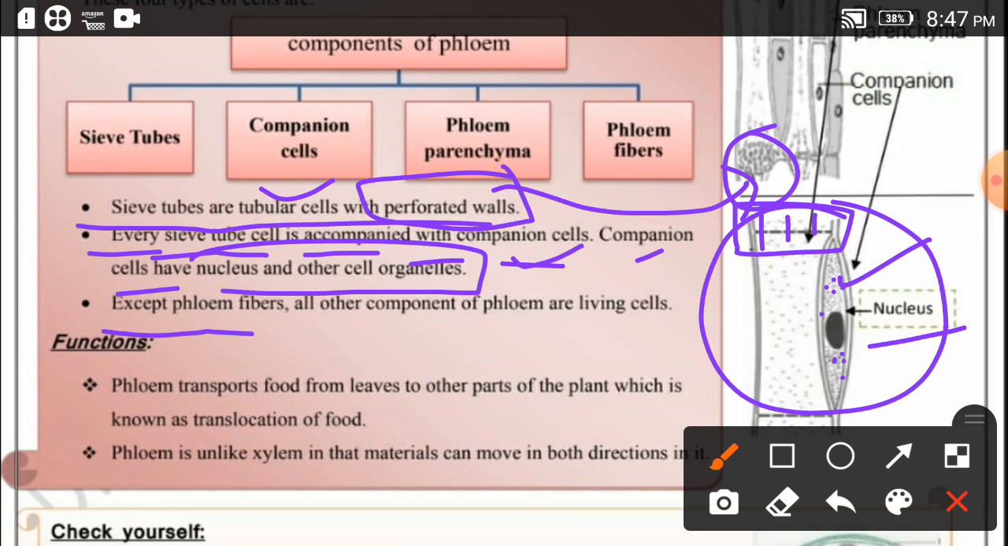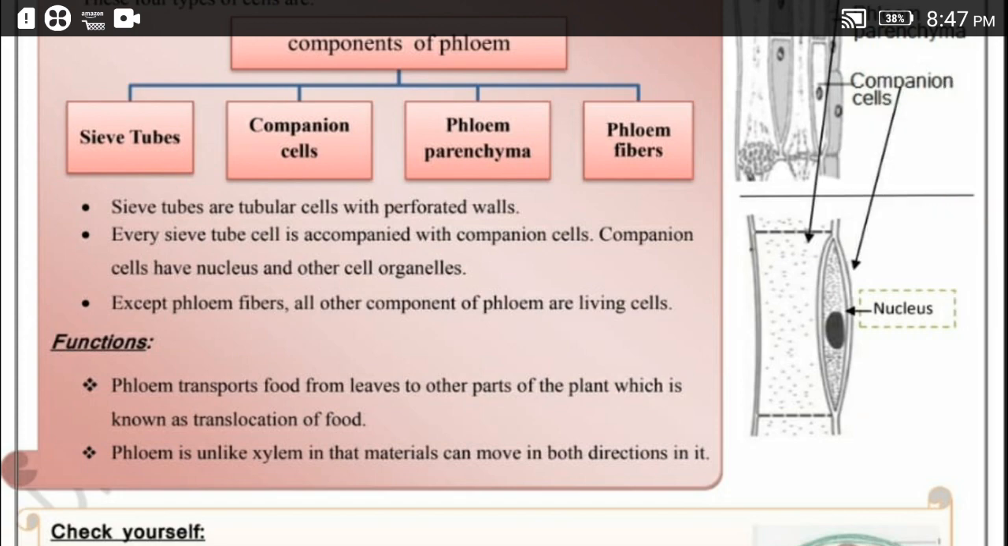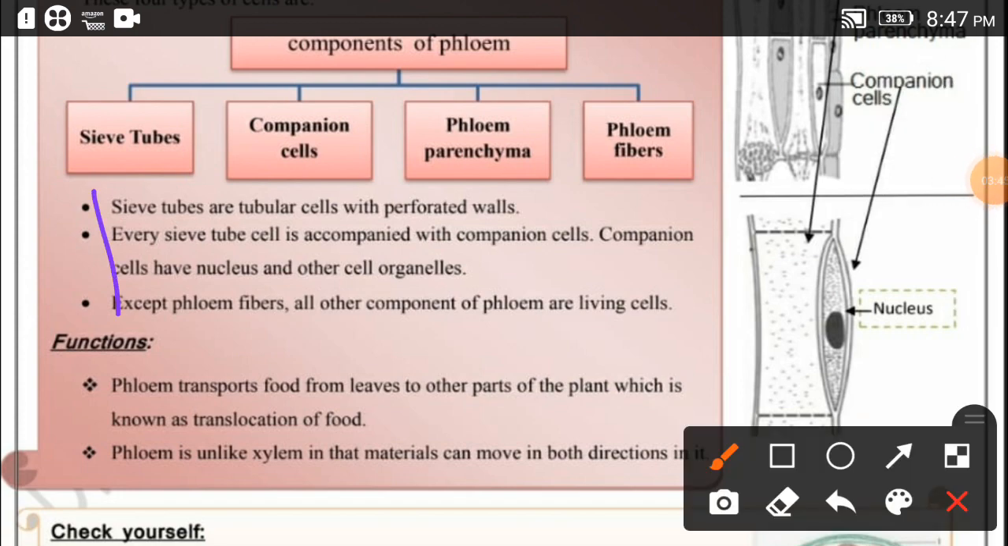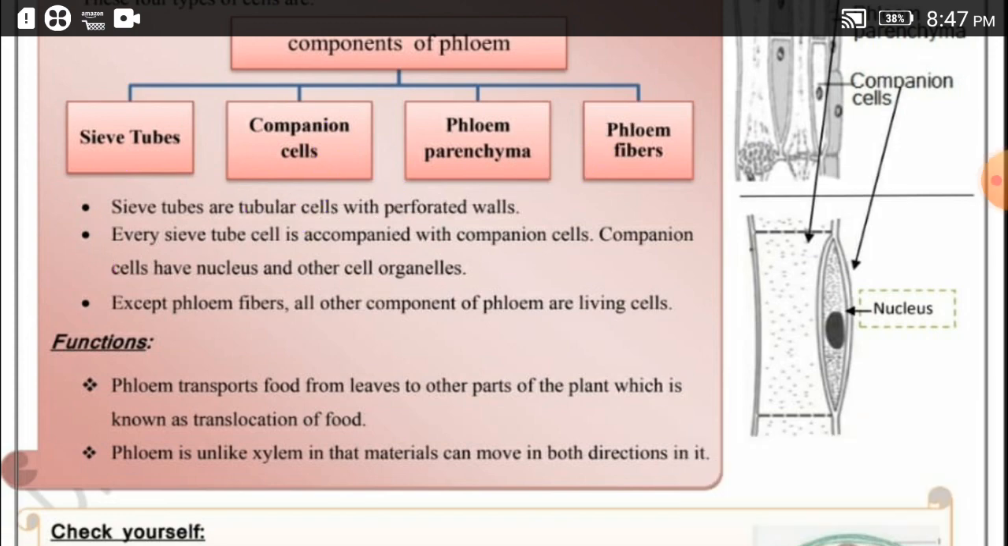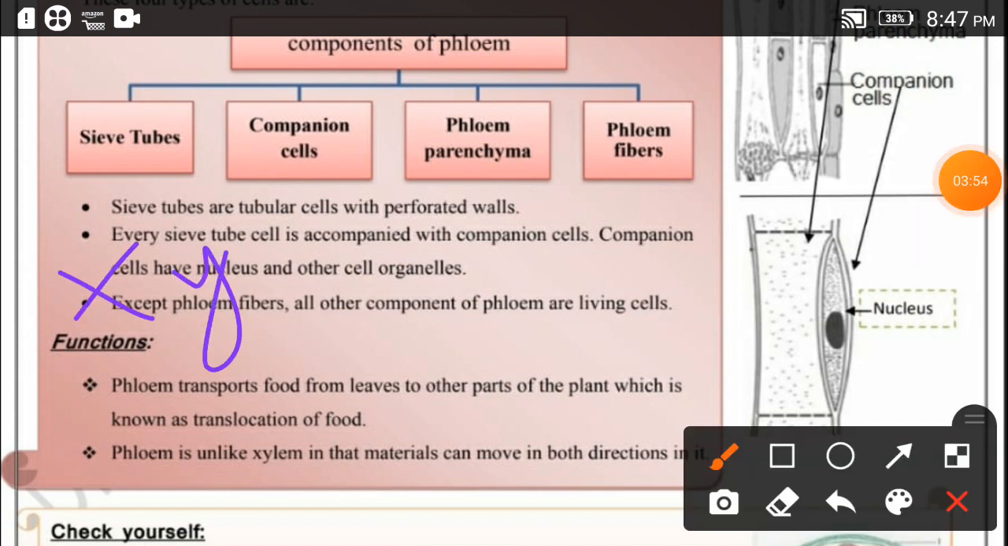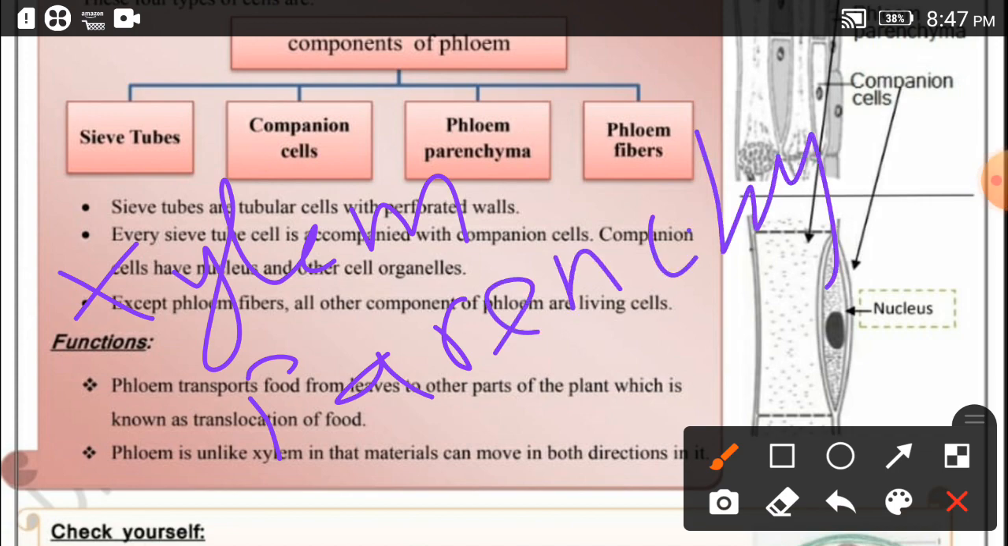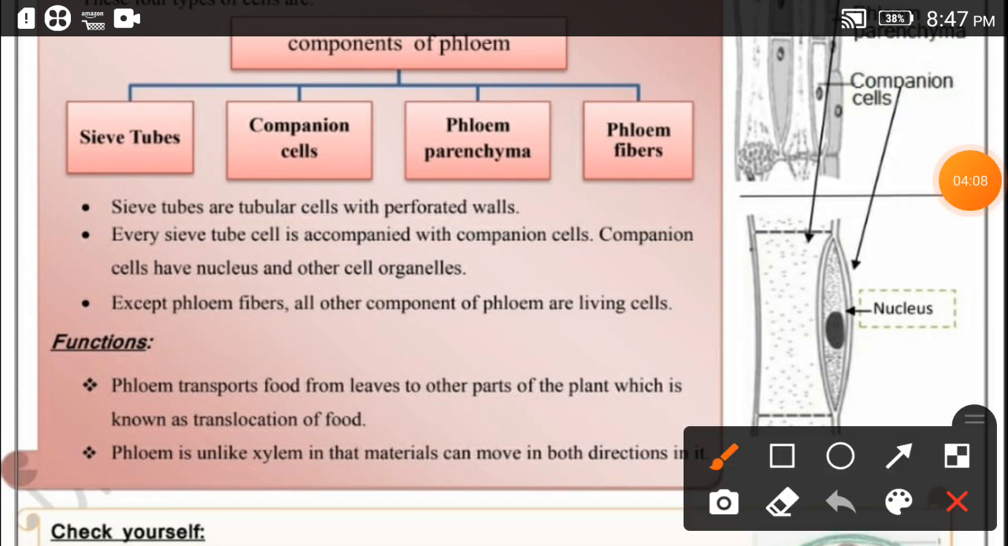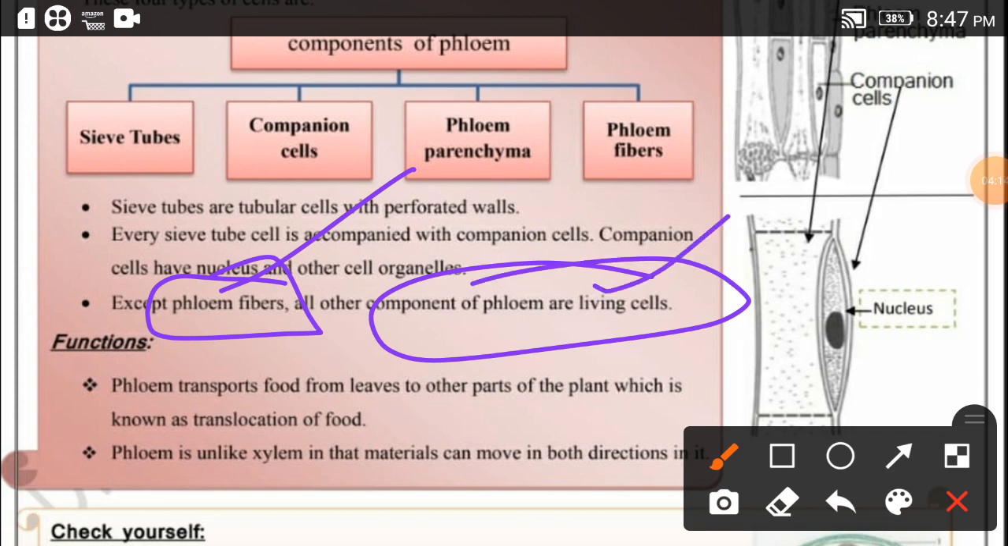Except phloem fiber, all other components of phloem are living. You know that in the xylem, students, only the xylem parenchyma is living, but all other cells are dead cells. But in phloem, only the phloem fiber is dead. The remaining components are all made of living cells.